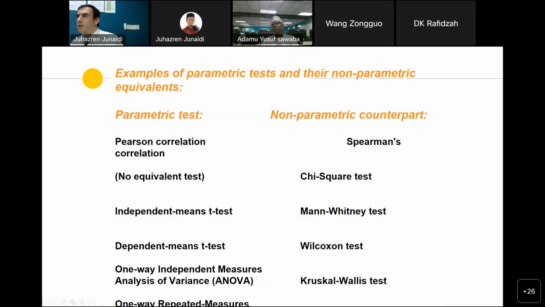For parametric tests, you have to have approximately normal distribution, and use ratio and interval data. Here, for non-parametric, you use nominal or ordinal. Of course, you can use ratio and interval as well here, but the distribution can be skewed, non-normal, not approximately normal distribution. And the sample can be small.